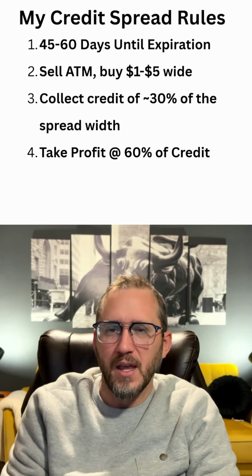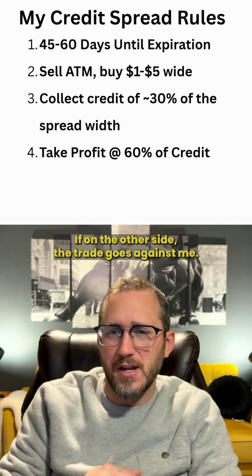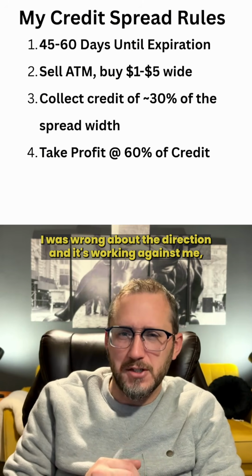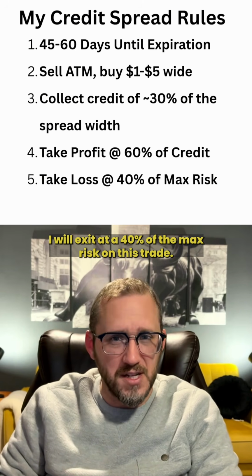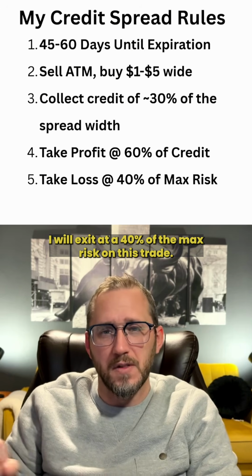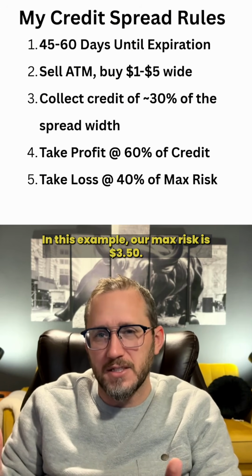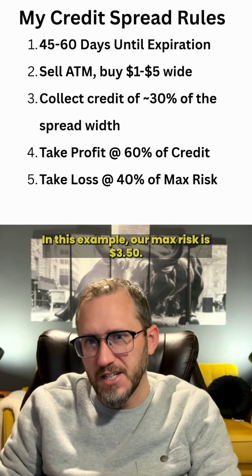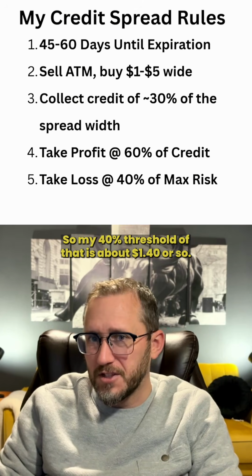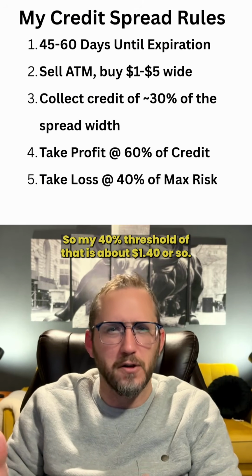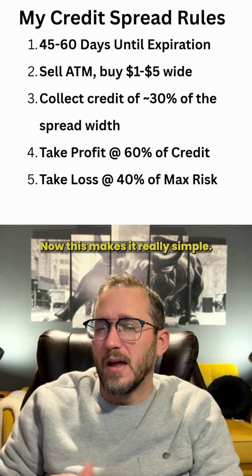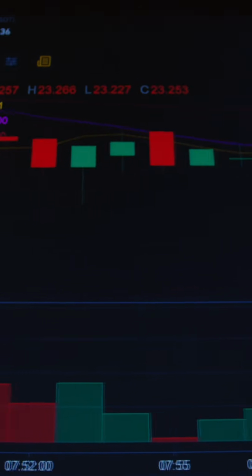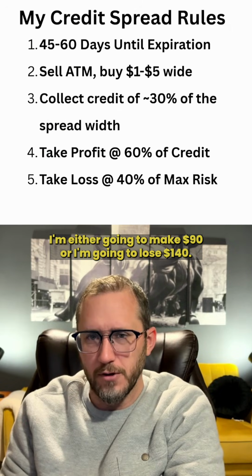If on the other side the trade goes against me, I was wrong about the direction and it's working against me, I will exit at 40% of the max risk on this trade. In this example, our max risk is $3.50. So my 40% threshold of that is about $1.40 or so, and so that's where I'm going to exit. Now this makes it really simple. I'm either going to make $90 or I'm going to lose $140.